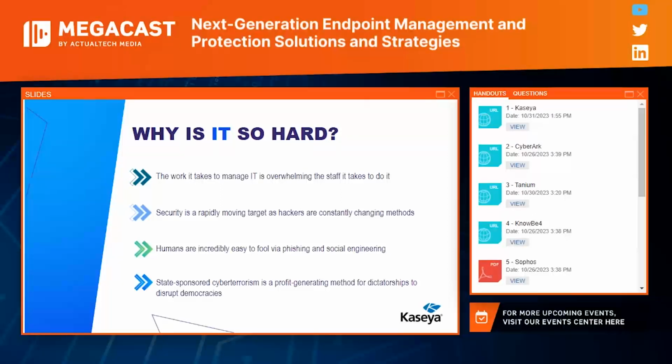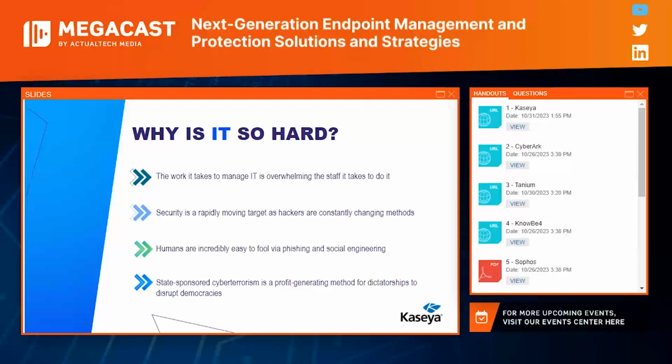Next, of course, security is a rapidly moving target. Bad actors are constantly changing their methods. Your tools need to be evolving equally quickly. Next, humans are really easy to fool via phishing and social engineering. Trust is an evolutionary trait. It was essential to move out of our initial agrarian collectives into society and then eventually civilization. But on the internet, everyone is trying to screw you. And then finally, this is, of course, profit motivated, right? Both state-sponsored actors and organized crime are getting into ransomware because it makes them money.